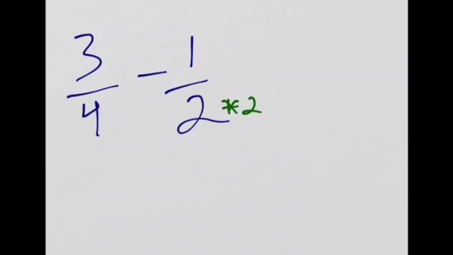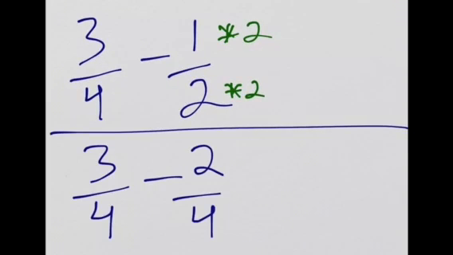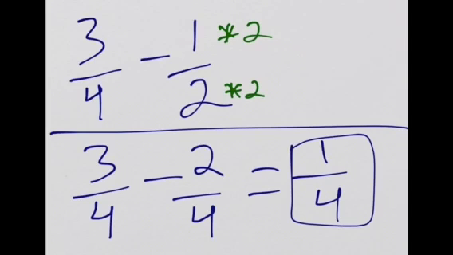Since I'm multiplying the bottom of this fraction by 2, I also have to multiply the top of this fraction by 2. And my new problem becomes 3/4 minus 2/4, because 1 times 2 gave me 2, and 2 times 2 gave me 4. So I subtract the top, or the numerators, straight across. 3 minus 2 gives me 1. And the bottom stays the same. It's just the unit.